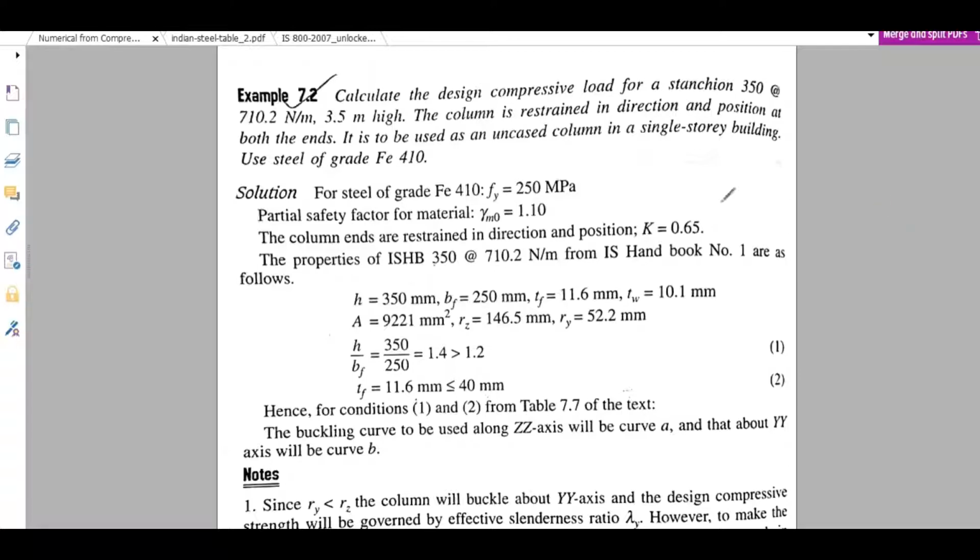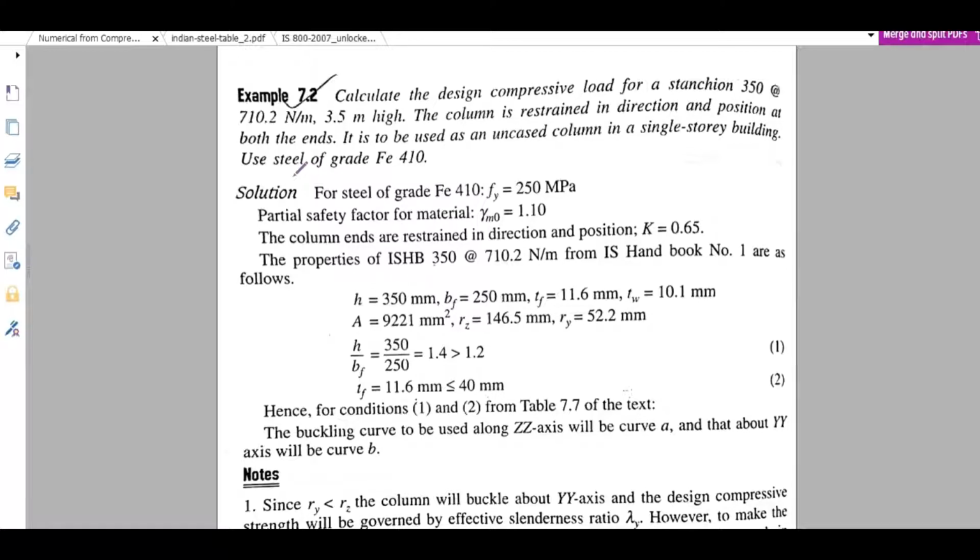First, read the question carefully. Calculate the design compressive load for stanchion ISHB 350 at the rate of 710.2 Newton per meter, 3.5 meter high. The column is restrained in direction and position at both the ends. It is to be used as an uncased column in a single story building. Use steel of grade Fe410.